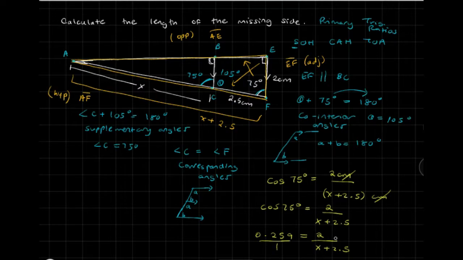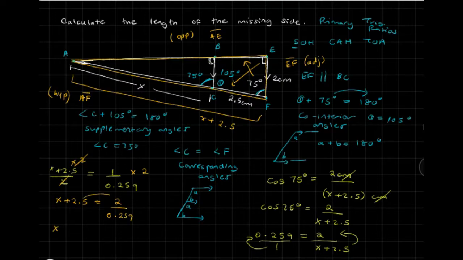What you want to do here is solve for x. So I'm going to do the reciprocal. If I flip this, I can also flip that, or you can cross multiply, whatever you want to do. In this case you get x plus 2.5 over 2 is equal to 1 over 0.259. Because this is over 2, I'm going to multiply this side by 2 and this side by 2 as well, just to cancel out the 2, and you get x plus 2.5 is equal to 2 over 0.259, and if I want to solve for x, x is equal to 2 over 0.259 minus 2.5.